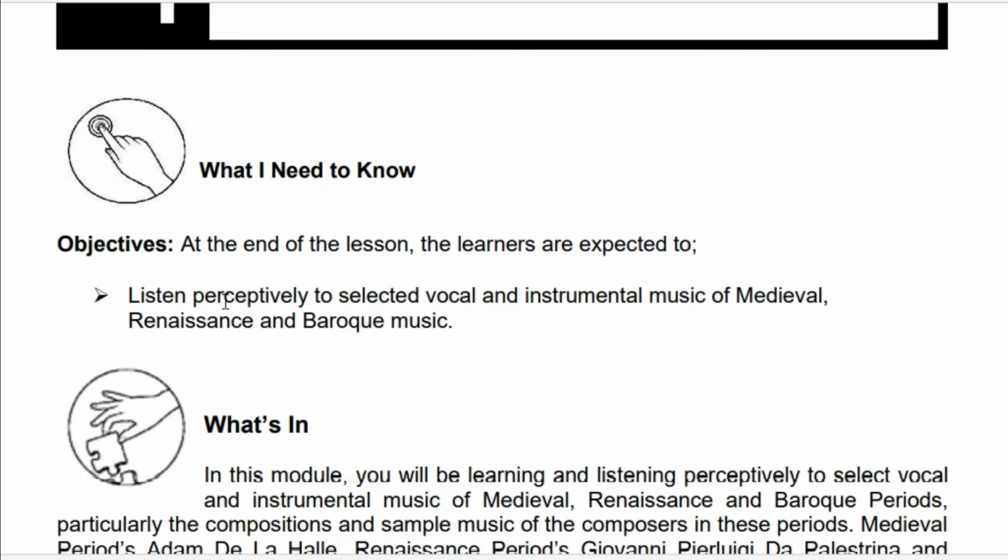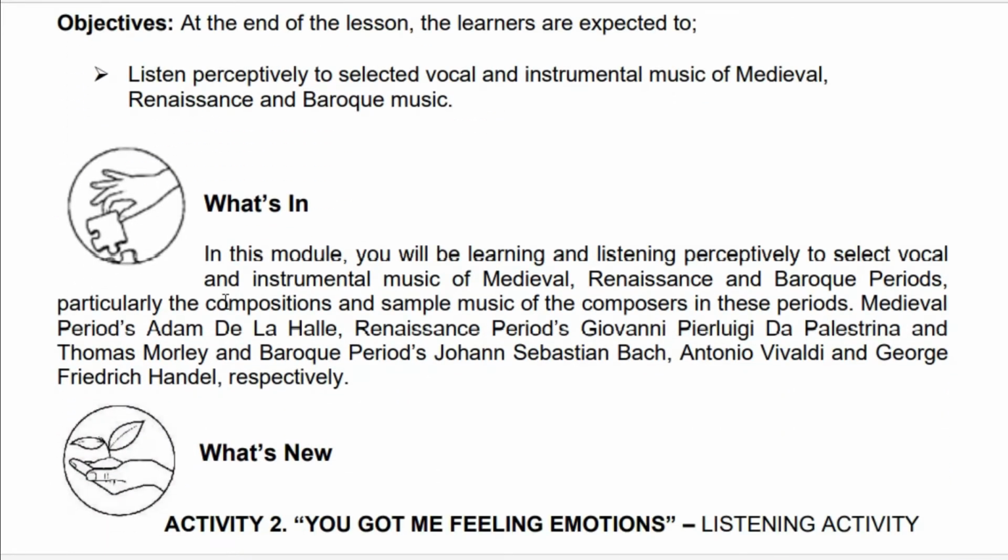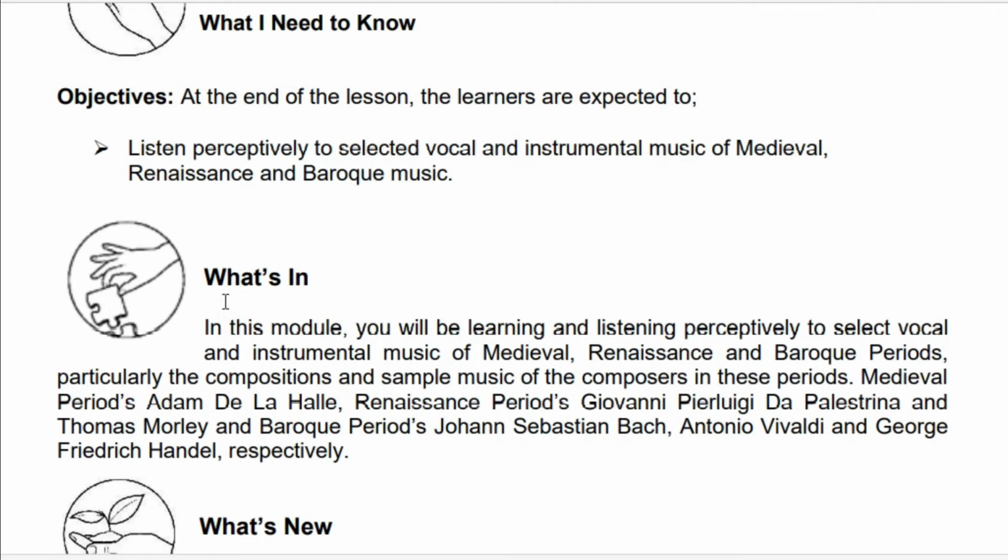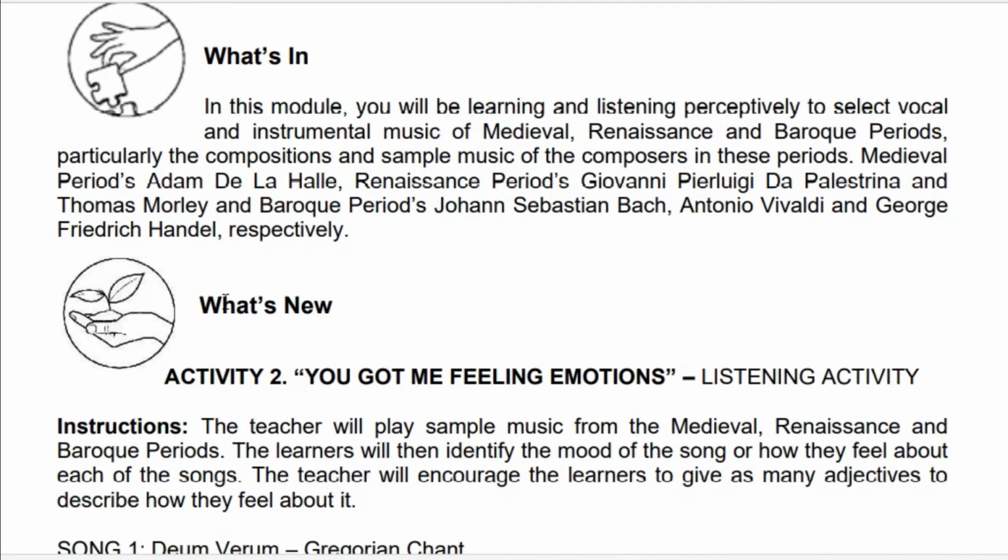What I need to know. Objectives. At the end of the lesson, the learners are expected to listen perceptively to selected vocal and instrumental music of medieval, Renaissance and Baroque music. What's in? In this module, you will be learning and listening perceptively to select vocal and instrumental music of medieval, Renaissance, and Baroque periods. Particularly the compositions and sample music of the composers in these periods.